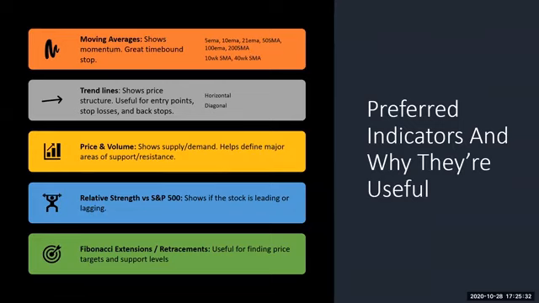The trend lines, we already saw a bunch of them. Trend lines could be both horizontal as well as diagonal. Trend lines are important because they show price structure. They're useful for entry points, for stop losses, and as backstops. What's a backstop? A backstop is what I call it when price is moving higher and you raise your stop. I'll give you some examples of them when we get back to some of the live charts.